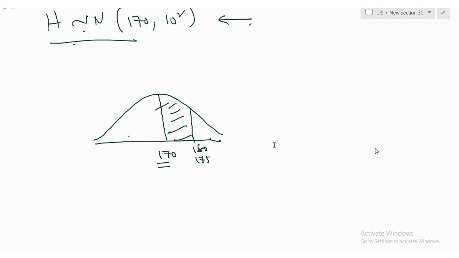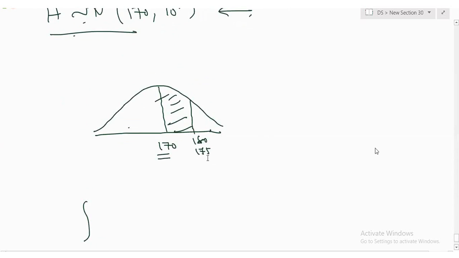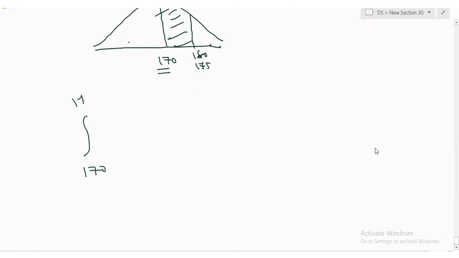Strictly speaking, how should I solve this problem? I want to find out this. In the last class, people who are not understanding can ignore this. From 170 to 175, I want to find out what? F of x. What is the f of x?